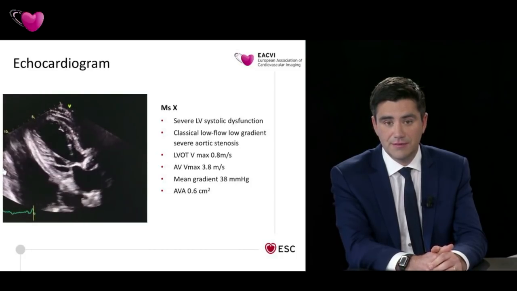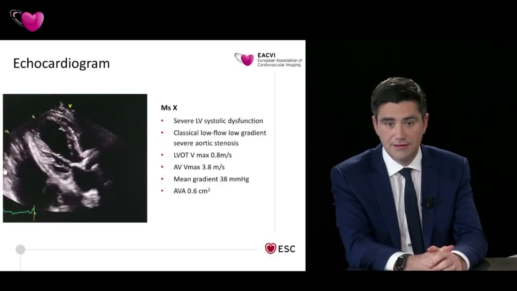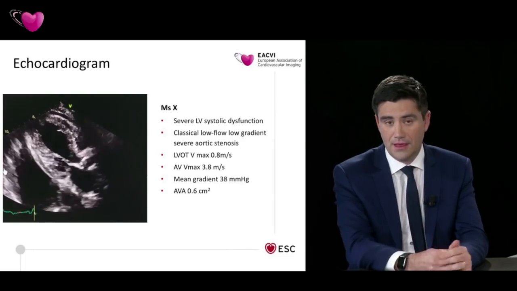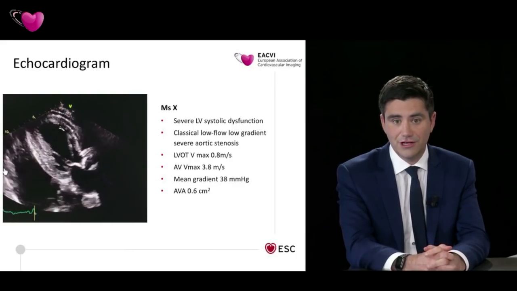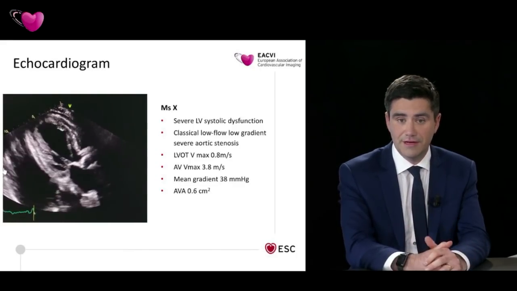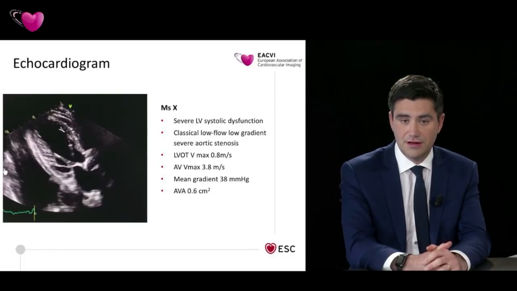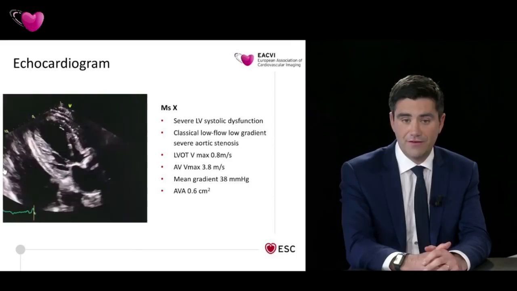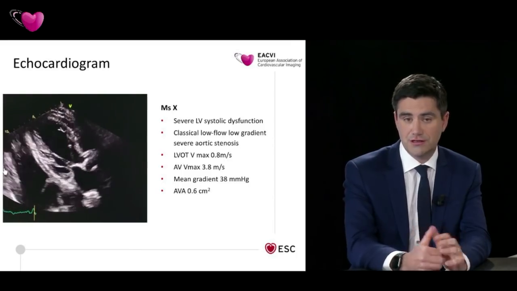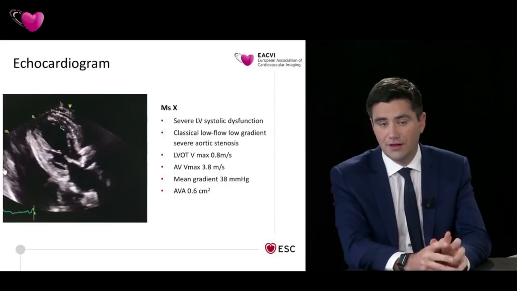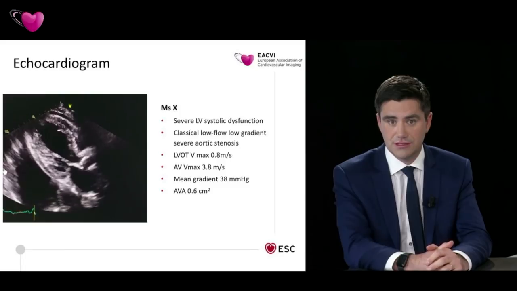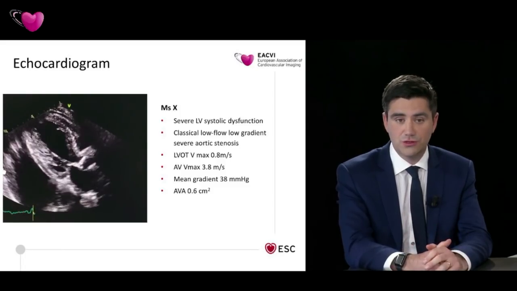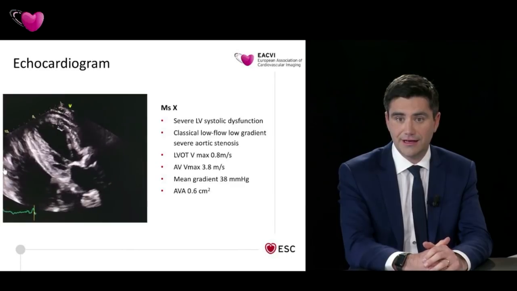And we found that the peak velocity was 3.8 meters per second, and the mean gradient was 38 millimeters of mercury. But she had a low flow state, so given her impaired systolic function, she had a pre-valve velocity of just 0.8 meters per second. So in total, when we assessed her and we saw that her aortic valve area was 0.6 centimeters squared, our impression was that she likely had the so-called classical low flow, low gradient, severe aortic stenosis. But having said that, the echo measurements were discordant. It wasn't completely clear cut.